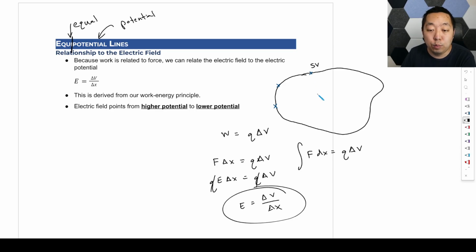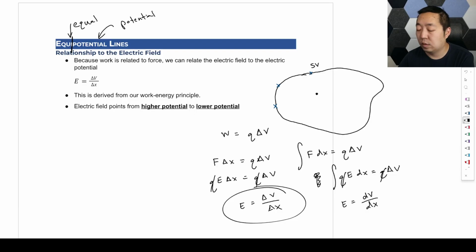So if I pick two points along here and look from here to here, the difference in the potential divided by the distance is the electric field there. On the integral form, you do the exact same thing. It's the integral of Q times the electric field dx equal to Q delta V. Those Q's cancel, so you get this form. Or you sometimes see the differential form, where the electric field is the derivative of the potential.